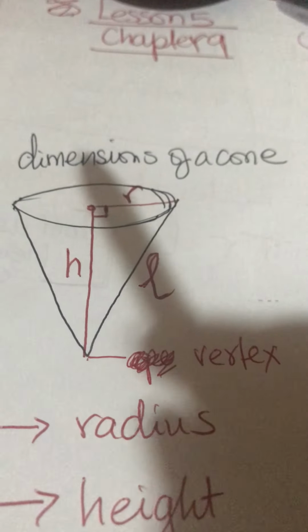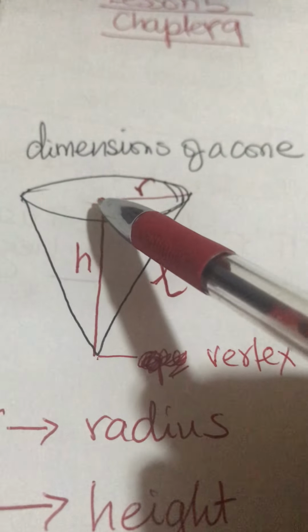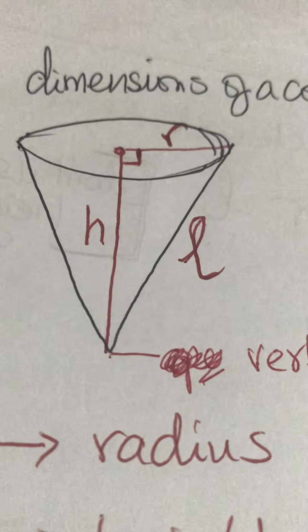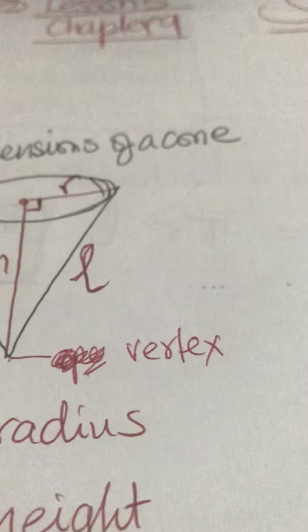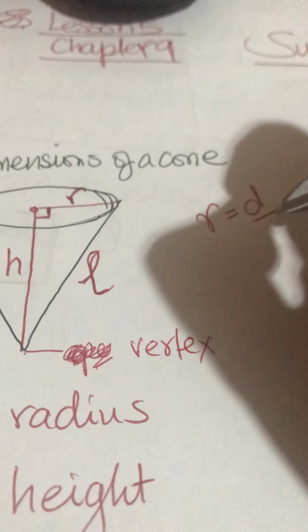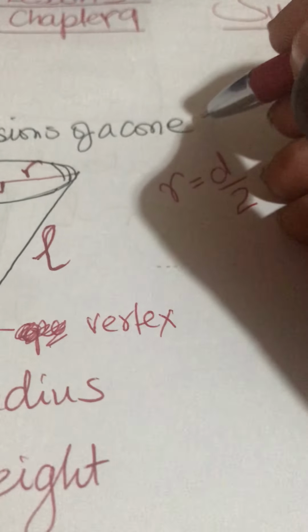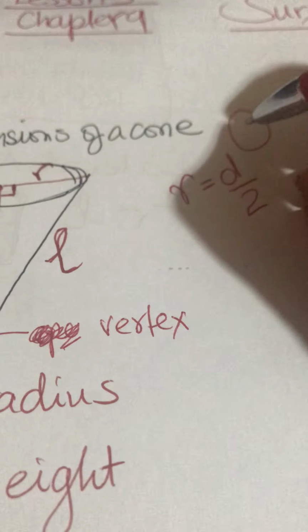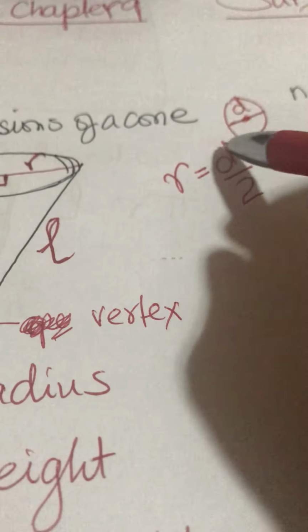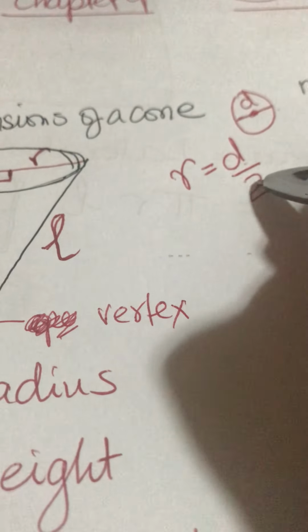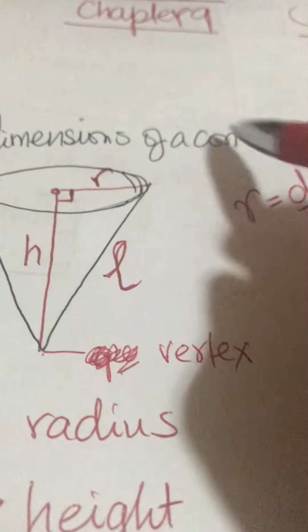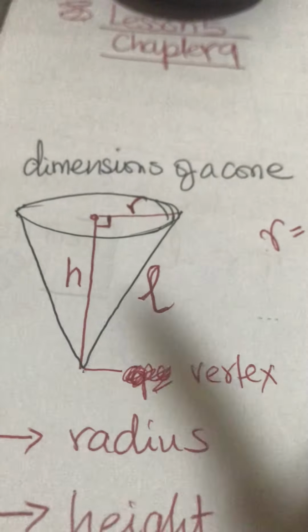When you're describing a cone, you need to give the radius. So if you've been given the diameter, you must find the radius. Remember, radius equals diameter divided by 2. So in your circle, the complete line is the diameter. You divide it by 2 to get the radius, because you can only use the radius in the cone. Okay?